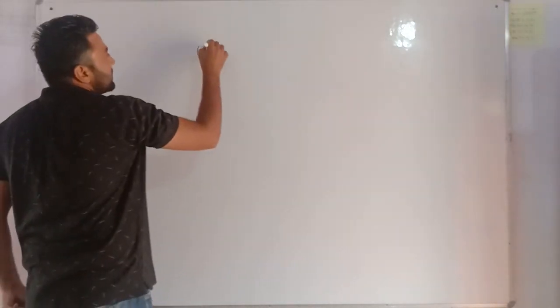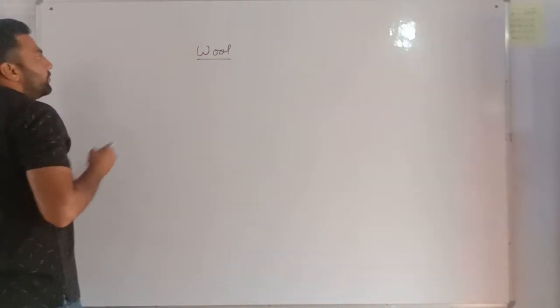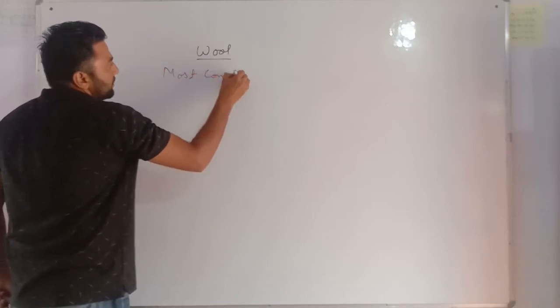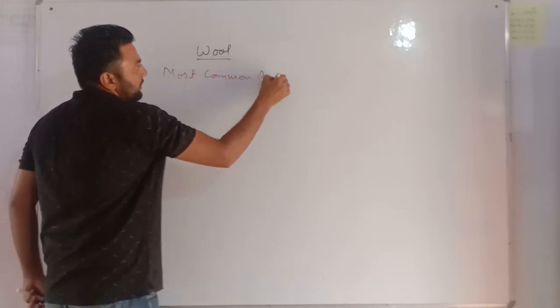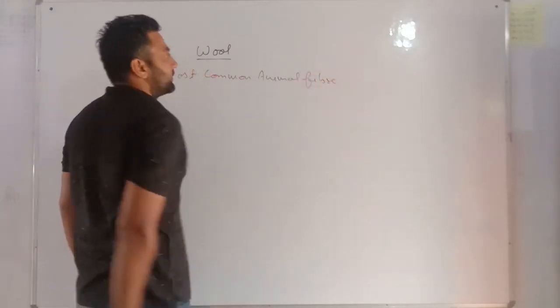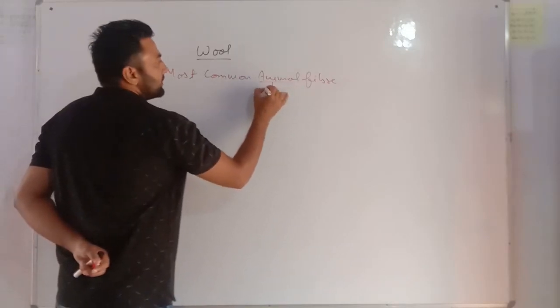Okay. See, my dear students, the most common animal fiber is wool. Very important. Wool is the most common animal fiber. We get this from animals.